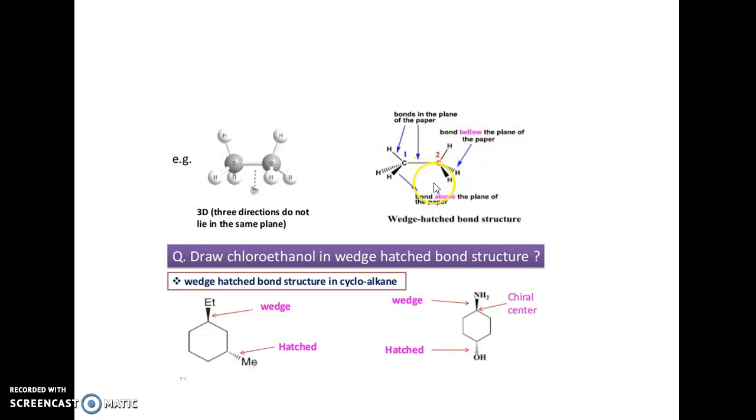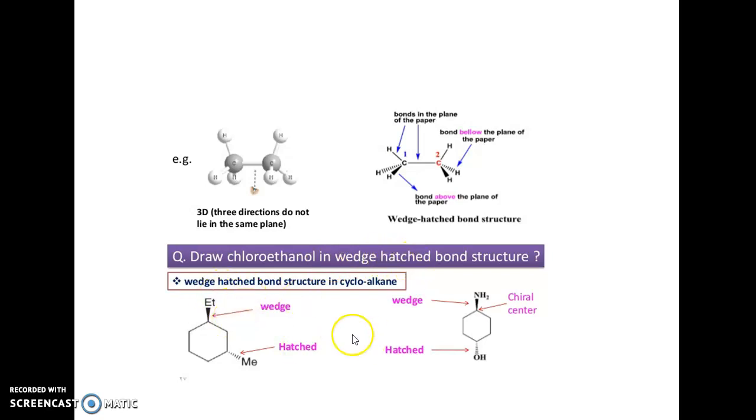Some are above the plane, they can be shown by wedge. So this is how we can represent ethane in wedge hatched bond structure. Similarly, you can try this example, which I already gave yesterday as homework, that is chloroethanol. You can try to draw chloroethanol in wedge hatched bond structure.